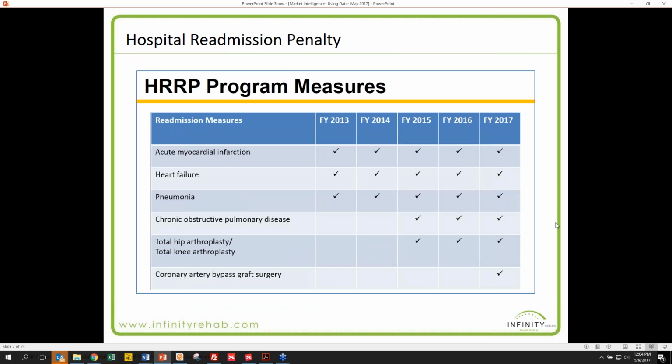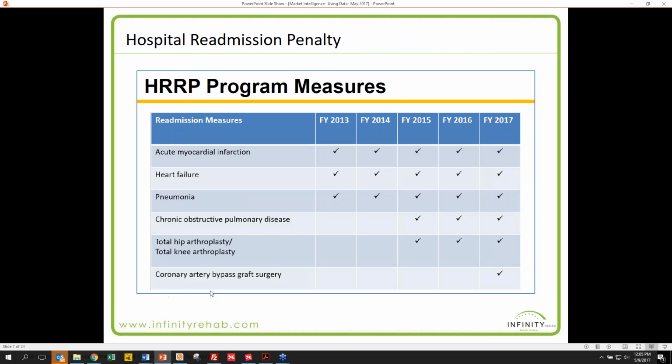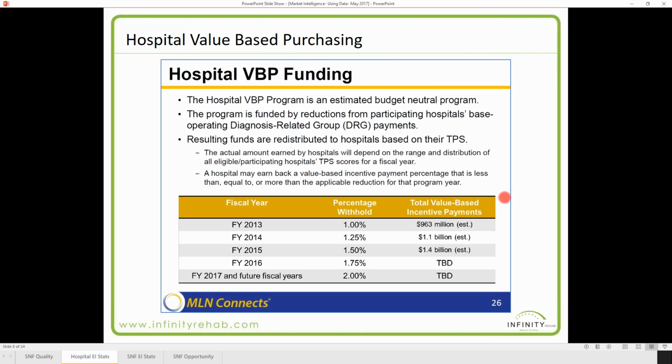And in fact, Medicare continues to expand the readmission rate penalty to additional diagnosis groups, as you can see here at the bottom. The interesting part with readmission penalties, of course, is that hospitals are being penalized for things that occur outside of their walls. Something to think about. In addition to that, Medicare has also set in motion a value-based purchasing program for hospitals.